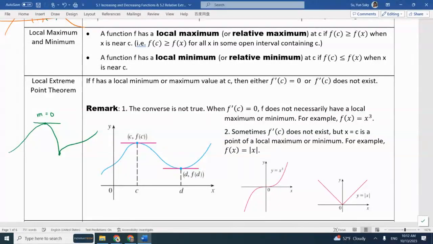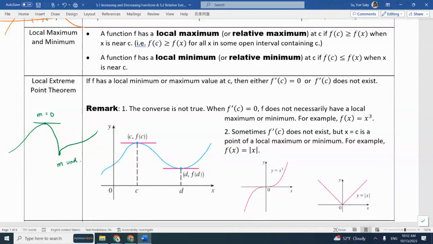And then at this point we have a local minimum, and the derivative is undefined because your left side slope and the right side slope do not match. So the slope at that point is not defined, or you can say the derivative does not exist. Is that okay, everybody? Yes.